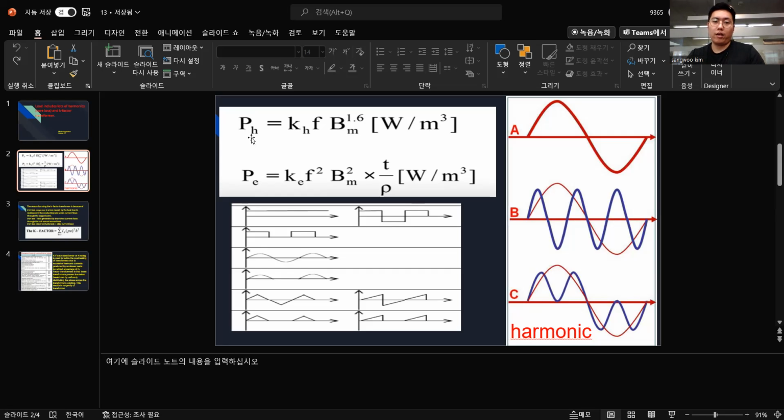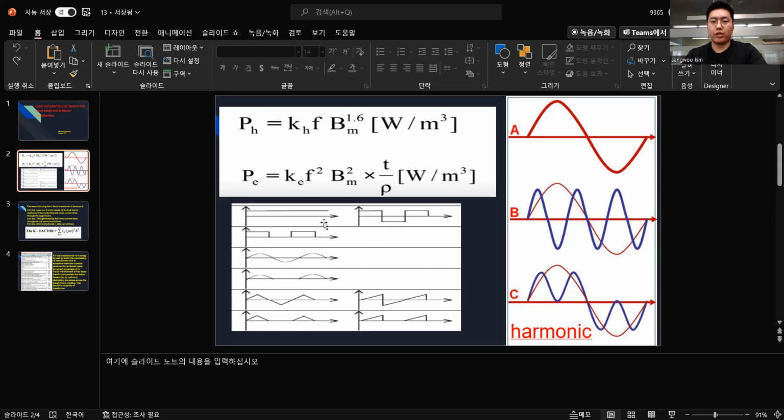So look at this. As you can see, this is hysteresis loss, which is proportional to the frequency. But nowadays, as I said, we use semiconductors or LED-like loads that include lots of harmonics. So look at this here. Eddy current loss is proportional to the frequency squared. It's totally different. So nowadays we are concerned about the eddy current.